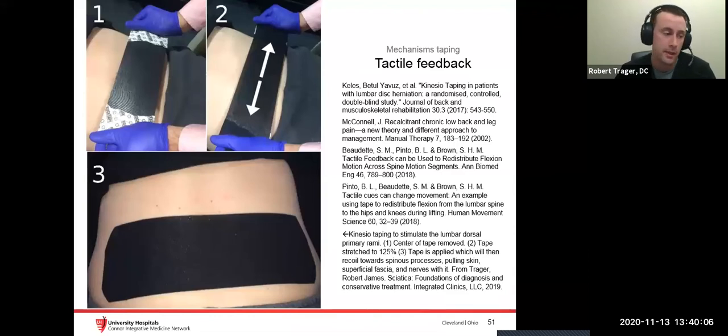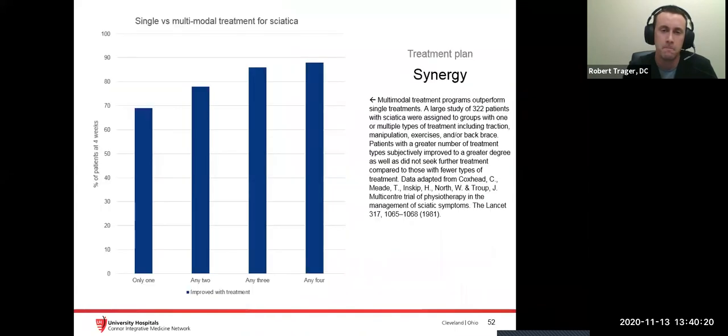Taping, kinesiotaping, is a tool that I've found to be somewhat helpful. In particular, patients with instability or connective tissue disorders, it provides a sense of comfort or compression or squeezing on the spine that can block pain.